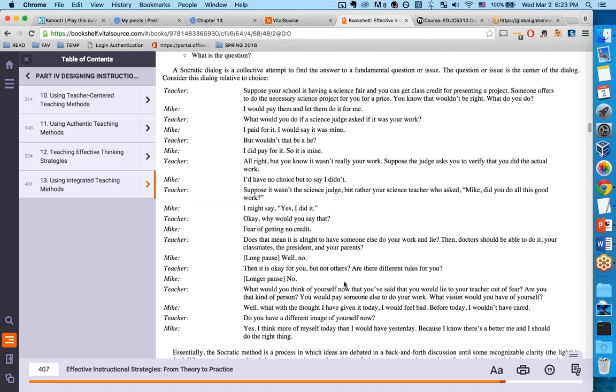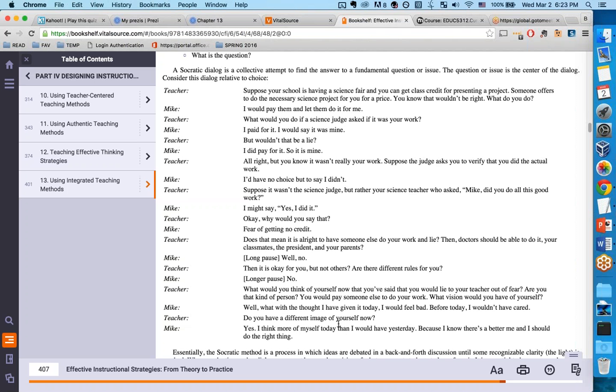Another pause. Teacher says, what would you think of yourself now that you've said that you would lie to your teacher out of fear? So what kind of person are you, that kind of person? Then Mike says, well, with the thought I have given it today, I would feel bad. Before today, I wouldn't have cared. Do you have a different image of yourself now? Yes, I think more of myself today than I would have yesterday, because I know there's a better me and I should do the right thing.